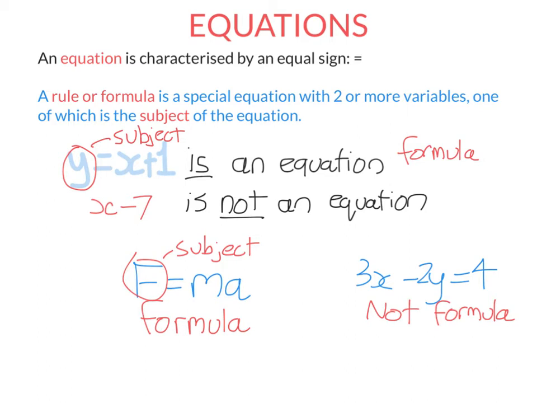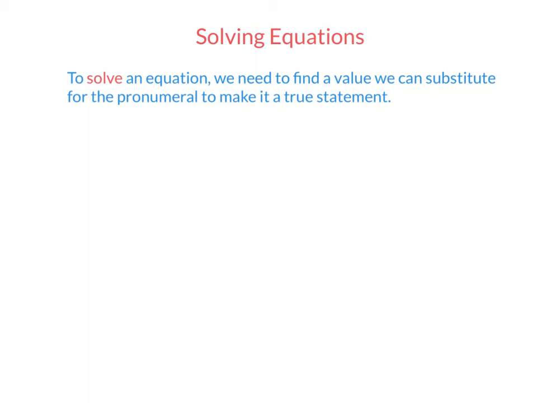So after we understand these definitions, what we're going to do is move on to solving equations. You can only solve an equation when you have just one variable or one pronumeral. So we're now going to look at solving an equation. You can only solve an equation when there's one pronumeral. And when we say solve an equation, we mean find a value that you can substitute for that pronumeral to turn the equation into a true statement.